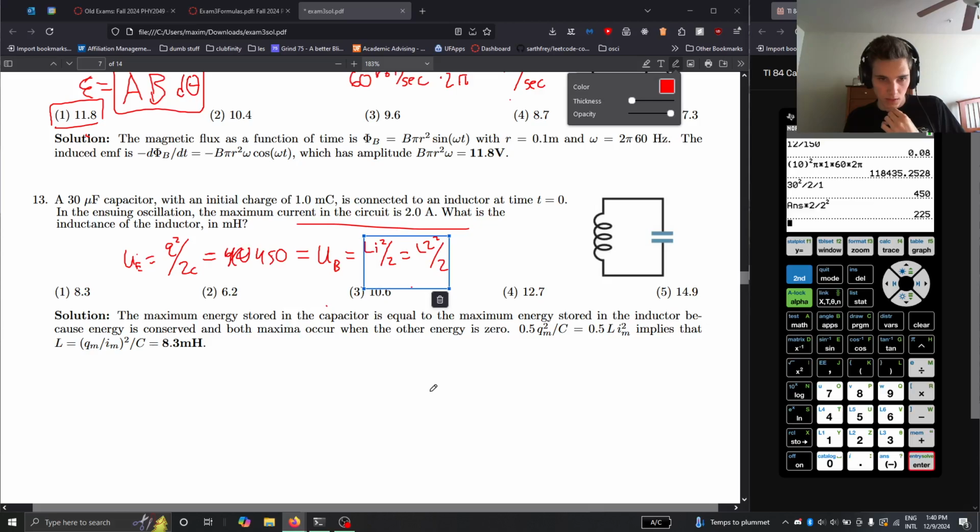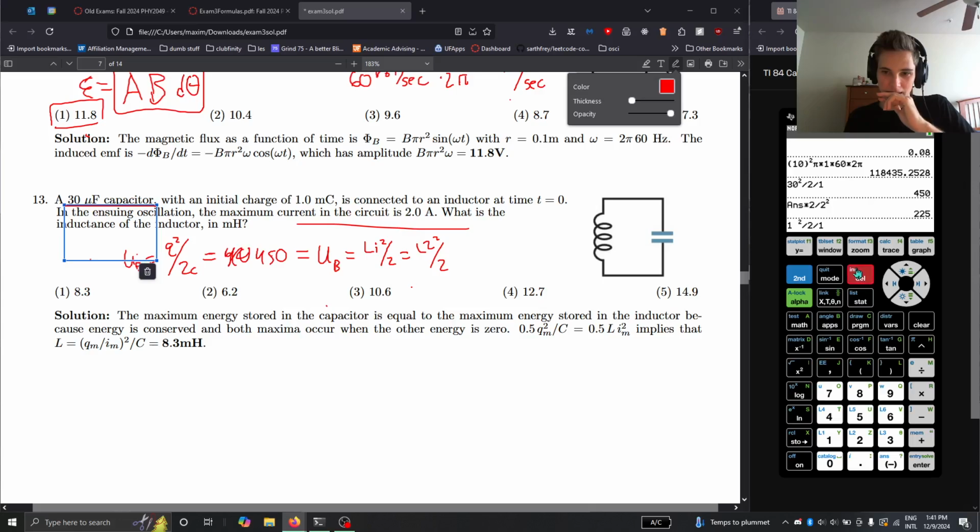Let's see. I mean, here, you can see the solution. Oh my god. Sorry, this is bad. If I do this on the exam, I'm cooked. I plugged in the capacitance for the charge and the charge for the capacitance.